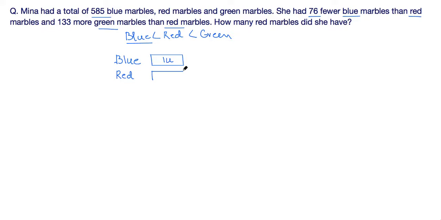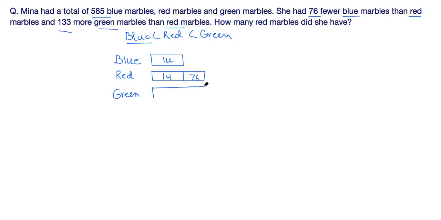So we can draw it here. First we draw a block which is the same as blue. And since red is 76 more, we have to extend it to show that it is 76 more, right? Now how about green? Green is 133 more than red. So let's draw the model for green. How do we do that?